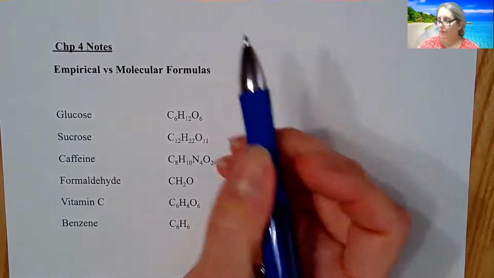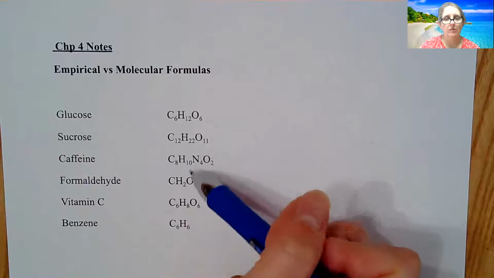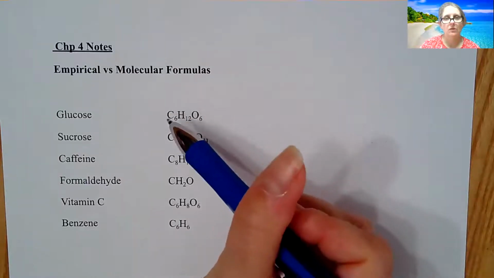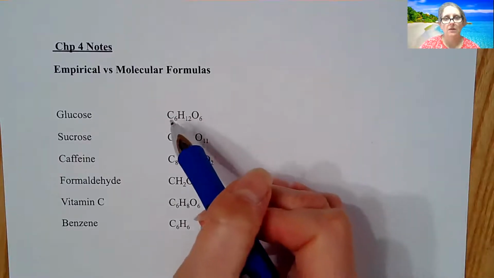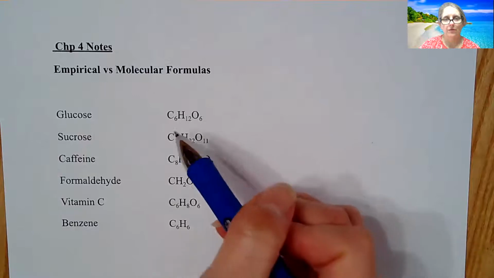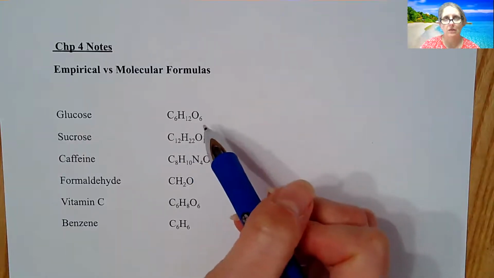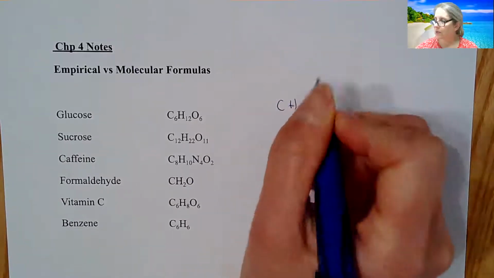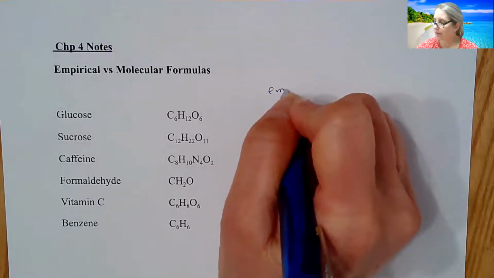So first thing I want to talk about is the difference between empirical and molecular formulas. So I've given you a couple organic molecules here with their corresponding names. And so when you look at a formula with carbon, hydrogen, and oxygen, is there a way that you could reduce it further? So if I see glucose is C6H12O6, I could reduce each one of these by 6. So I could get CH2O. So the smallest combination there is going to be what we call your empirical formula.